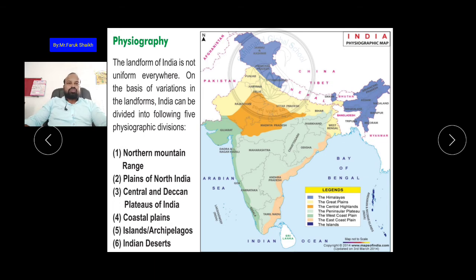So as I have shown you in the map, our country India's landform is not uniform, यानी कि हर जगह पे सेम नहीं है. There is also so much variation, and according to this variation, our country India can be divided into physiographic divisions. First is the Northern Mountain Range, second is the plains of North India, third is the Central and Deccan Plateaus of India, fourth is the coastal plain, fifth is the islands and the archipelagos, and sixth is the Indian desert. Okay, these are the six physiographic divisions of India.